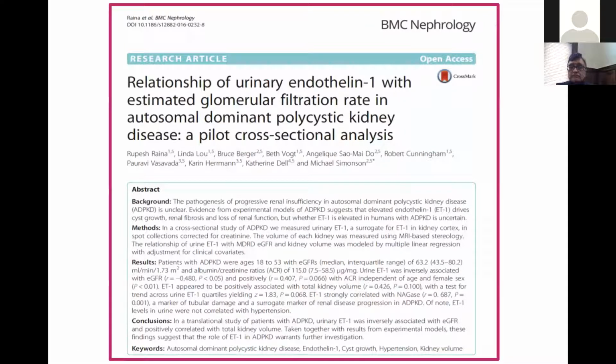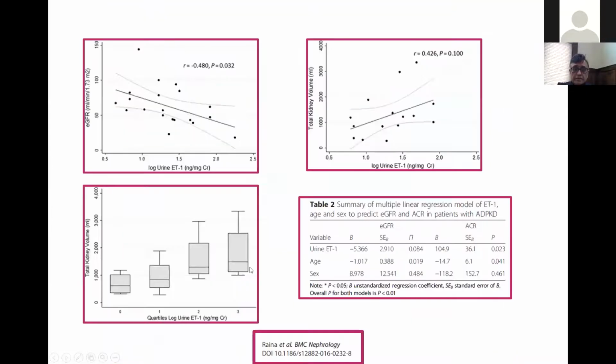So this is our first transitional paper. Actually, we figured out that urine endothelin is also contributing, a surrogate marker for the endogenous production of endothelin. Maybe the endothelin will be leading to the production of the cyst, and that came out to be true. This is our paper, published in BMC Nephrology, where we studied patients between 18 and 53. And it is fascinating to see that the GFR is negatively correlated with the endothelin in the urine.